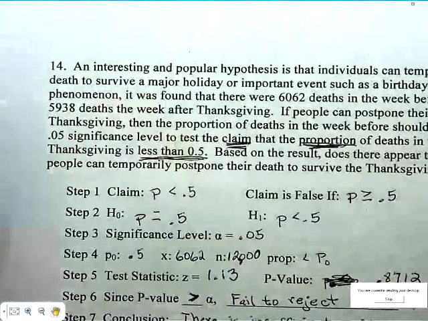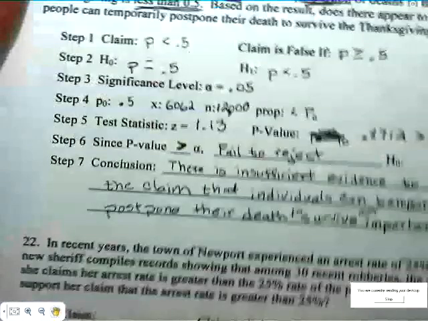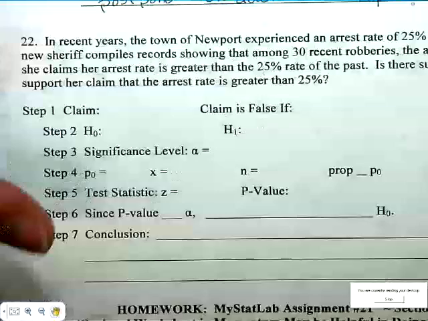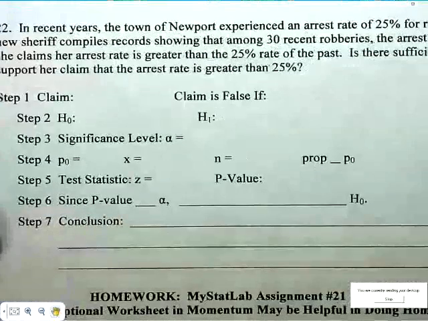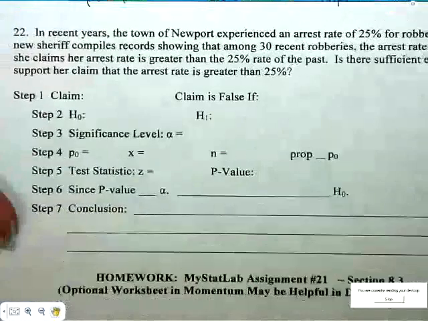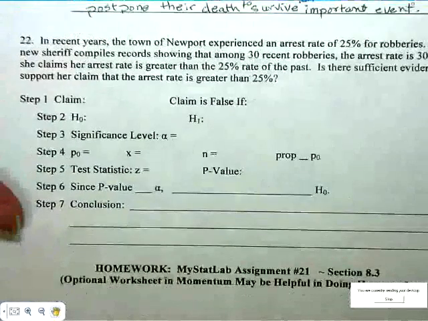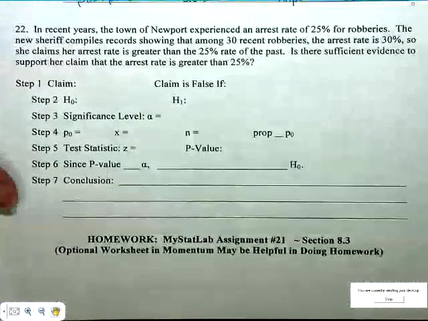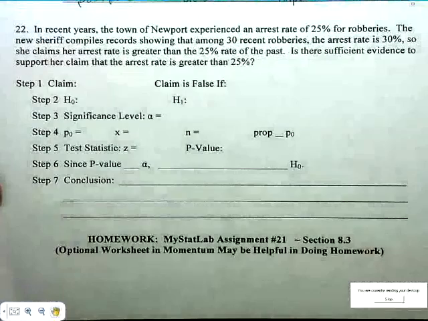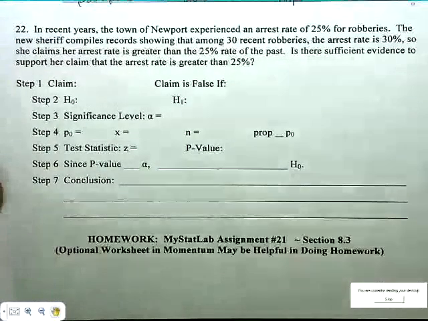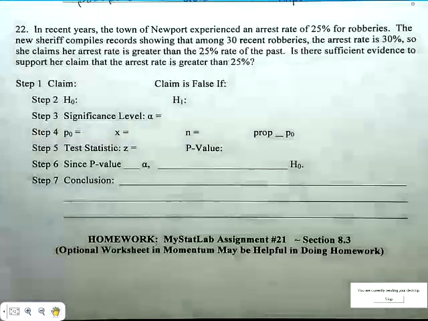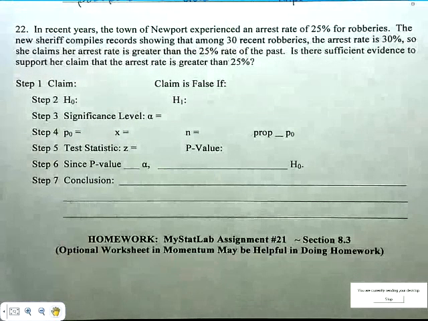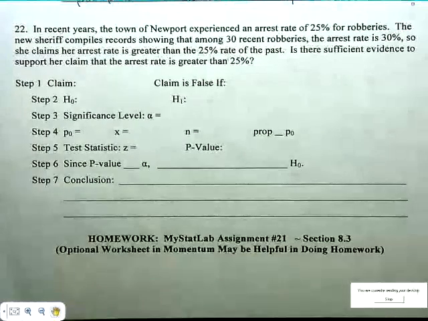Okay, last one, number 22. In recent years, the town of Newport experienced an arrest rate of 25% for robberies. So if 100 houses were broken into, there were only arrests in 25% of those cases. The new sheriff compiles records showing that among 30 recent robberies, the arrest rate is 30%. So she says, hey, I'm doing better than the last guy. My rate's higher than the previous sheriff. Is there sufficient evidence to support her claim that the arrest rate is greater than 25%?